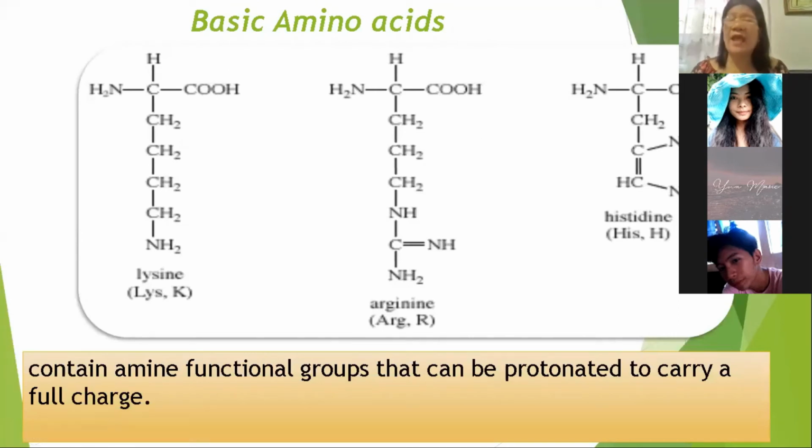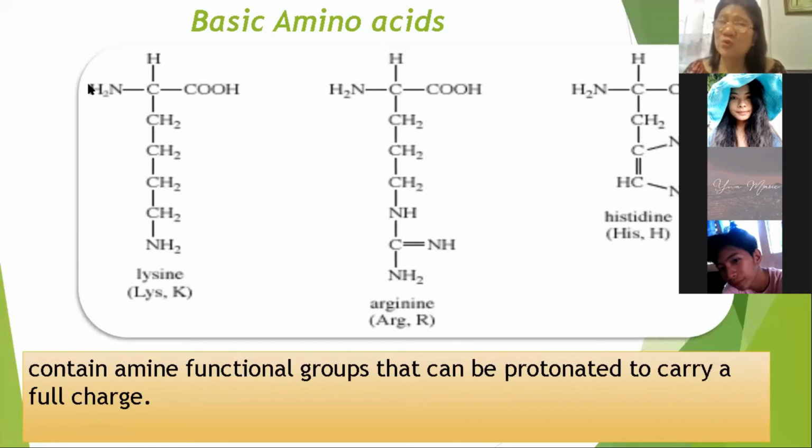It has two or more amine groups. So, of course, this is the first amine group, then another amino group. That is why it's so-called basic. Not acidic, but basic. What makes it acidic? The presence of an additional COOH. What makes it basic? The presence of one or two more additional NH2 or NH3.